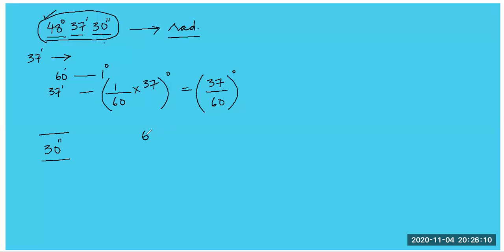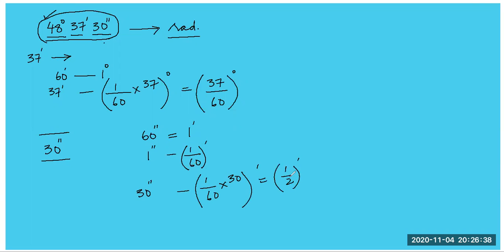Yesterday, 1 minute is equal to 60 seconds. So 60 seconds is equal to 1 minute. So 1 second will be equal to 1 by 60 minutes. So 30 seconds will be equal to 1 by 60 into 30 minutes. So that is equal to 1 by 2 minutes.